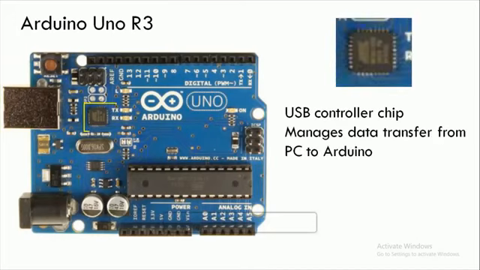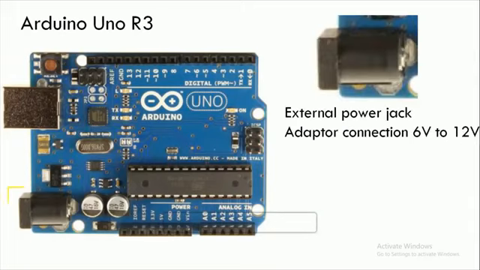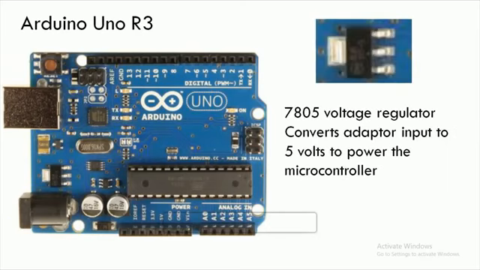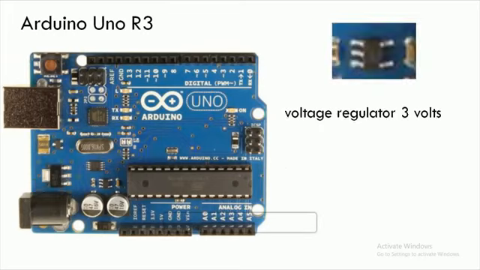And this is a USB controller chip which manages the data transfer from PC to Arduino. And the external power jack is also available so that it can also be run by an adapter of 6 to 12 volts. The maximum is 12 volts you can apply to the power jack. This is the 7805 voltage regulator, which converts the adapter's input to 5 volts to power the microcontroller, as the microcontroller's maximum power input is 5 volts.